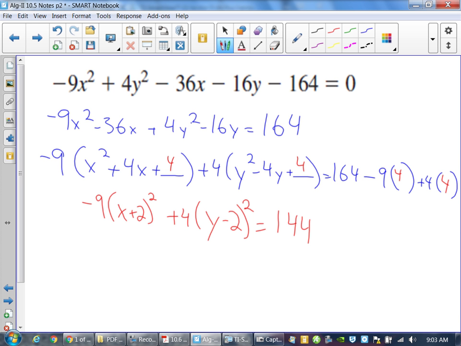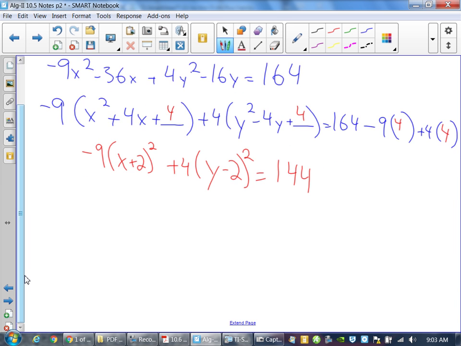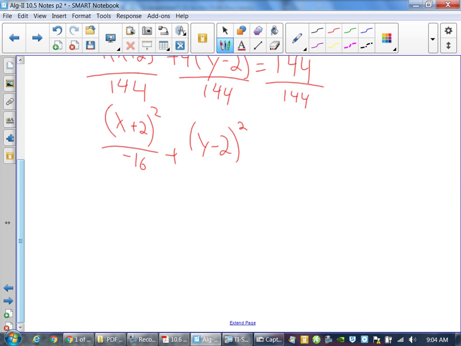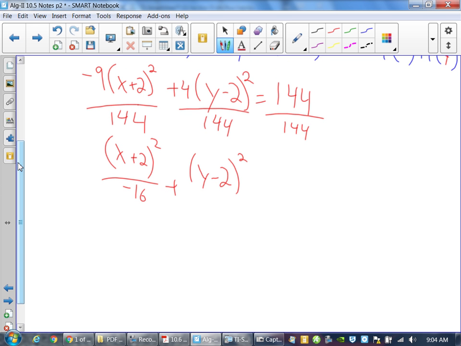Boy, look at all these factors, 9s and 16s and 12s that keep coming back. It's like a bad penny. Divide it out. It's pretty obvious we're not going to be a circle because we have different values here. So we have x plus 2 quantity squared over -16 plus y minus 2 quantity squared over, what is it, 38? No, 36, thank you.